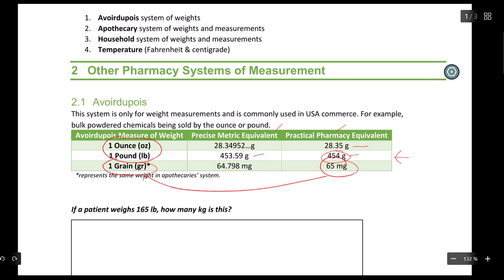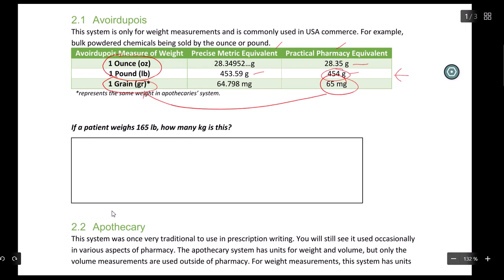So let's take an example. A patient weighs 165 pounds. You have to know what that is in kilograms. Why? Because a lot of drugs are dosed in milligrams per kilogram, or dose per kilogram. So how do we take the pounds and go to kilograms?